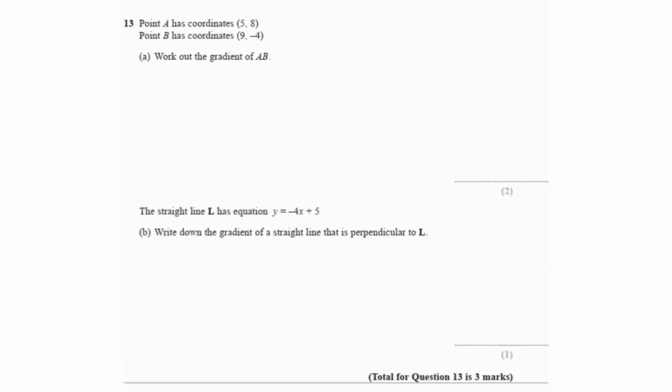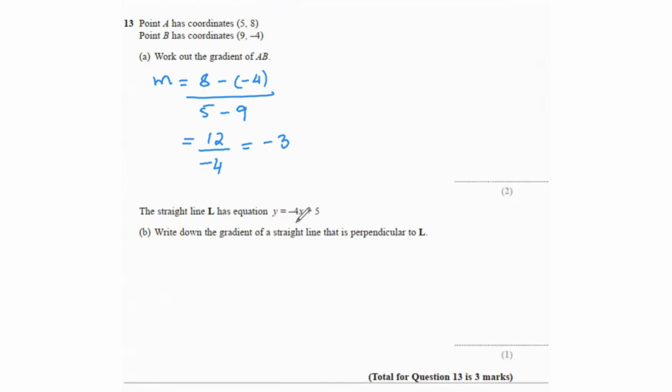Then they say 2 points are given and we have to work out the gradient of AB. Same thing as you've done. 8 minus -4 over 5 minus 9. That's 12 over -4, and that's equal to -3. Then the straight line L has the equation y equals -4x plus 5. Write down the gradient of a straight line that is perpendicular to L.